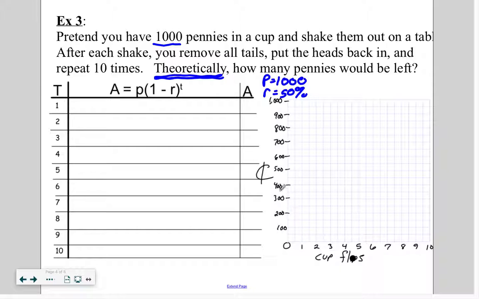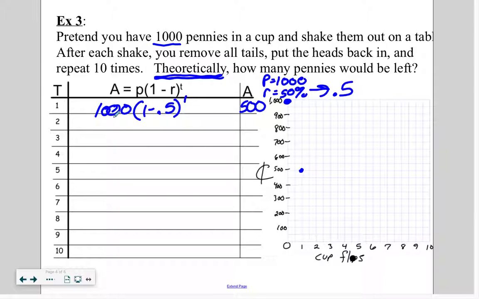So we start with 1,000 pennies after 0 flips. After the first flip, so let's see, we're starting with 1,000. We're taking 1 minus 0.5, right? Because 50% is the same as 0.5. And we're just flipping it once. What do you think should happen here? How many pennies should we have left if we lose half of them? We'd have 500, right? That's what your calculator should say.